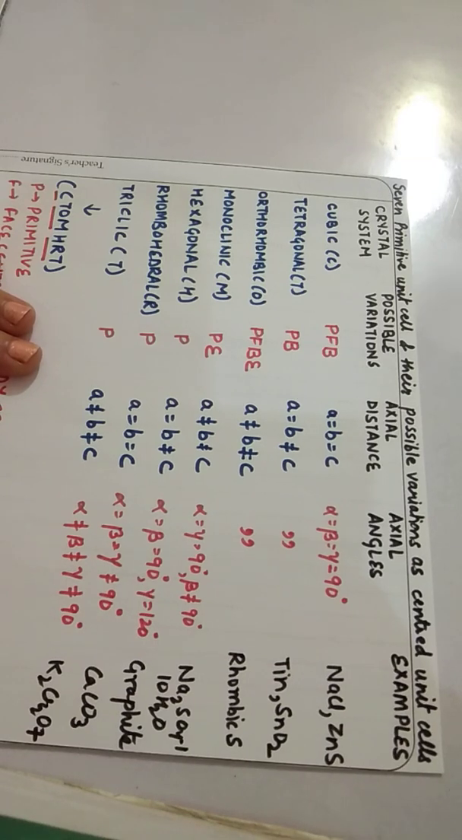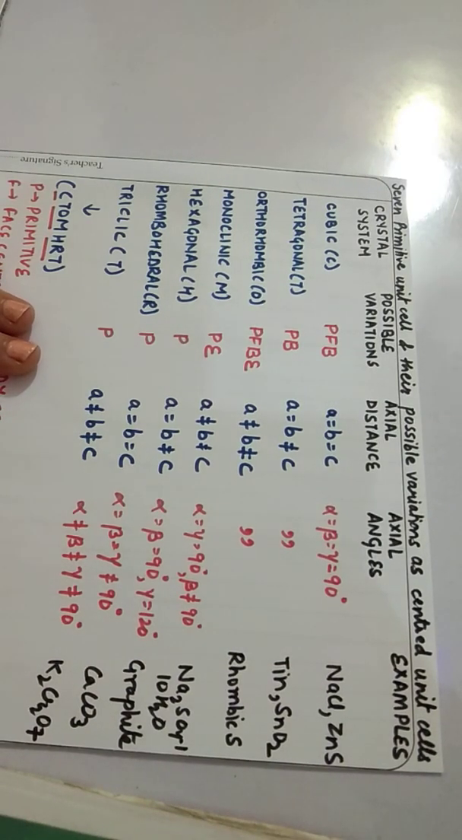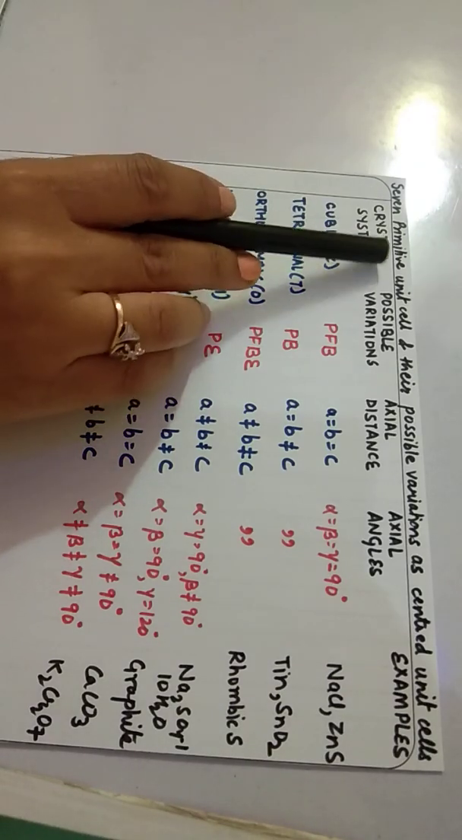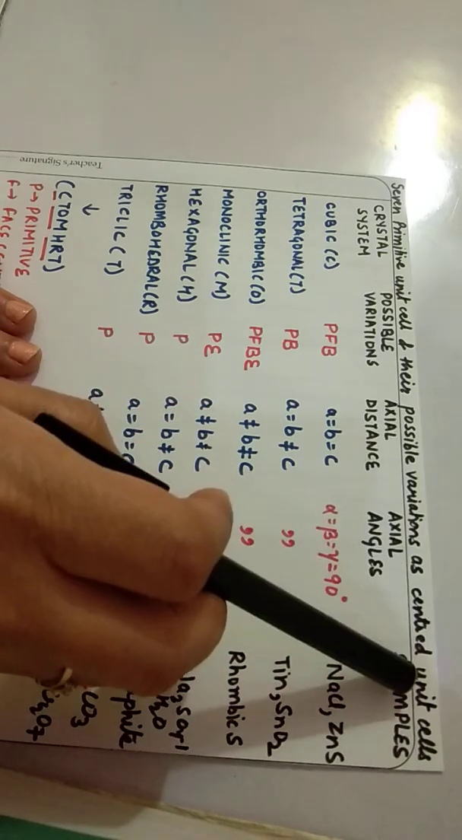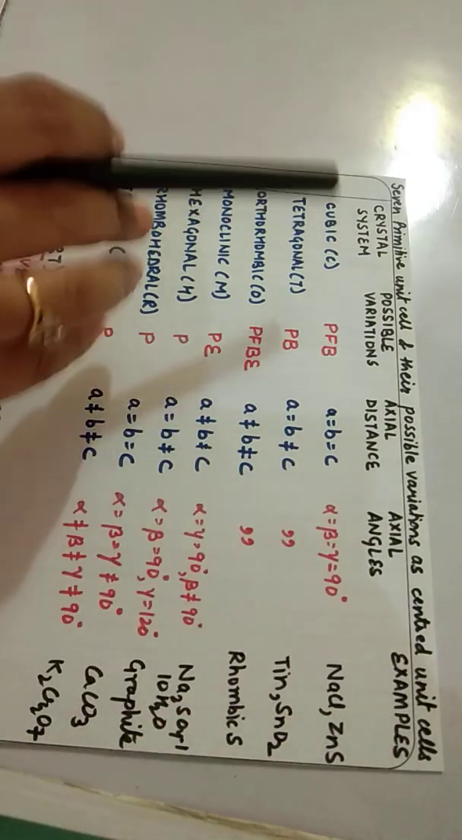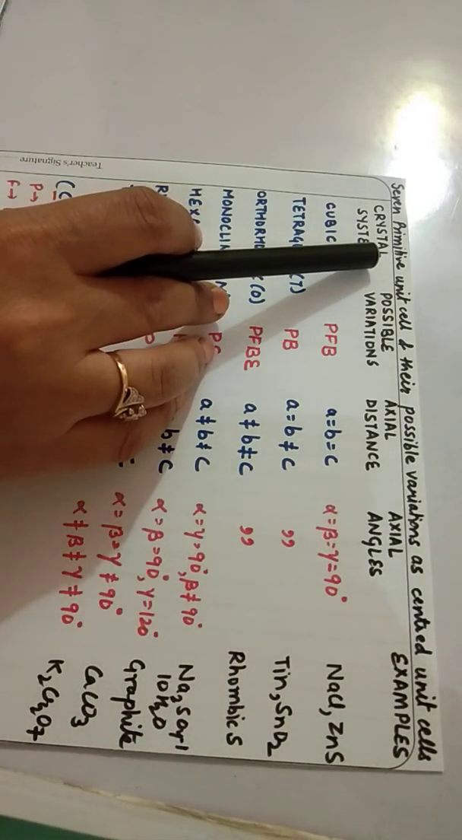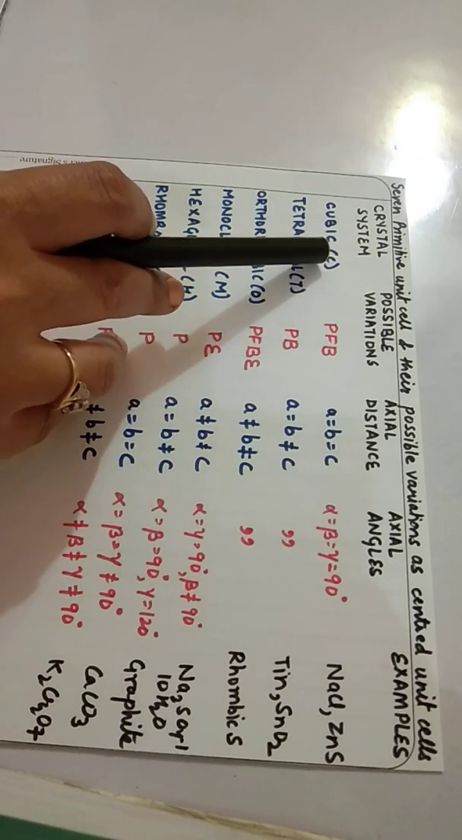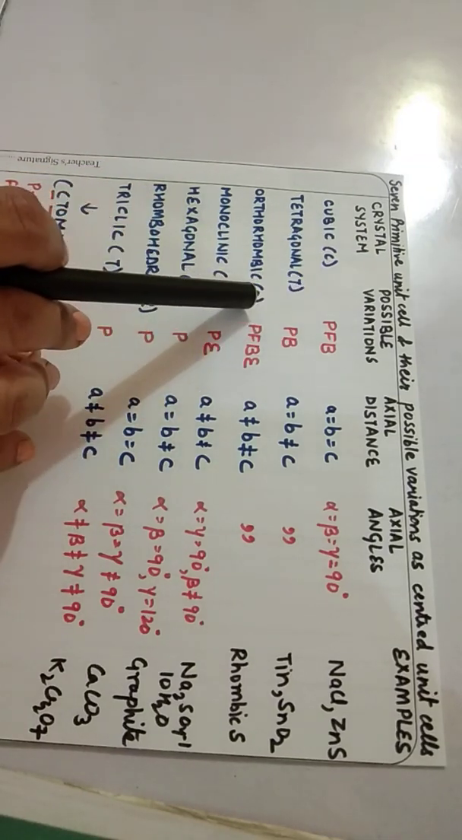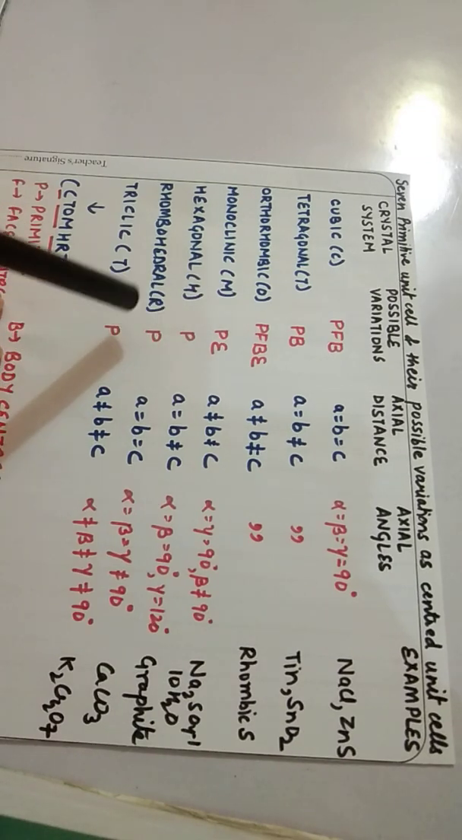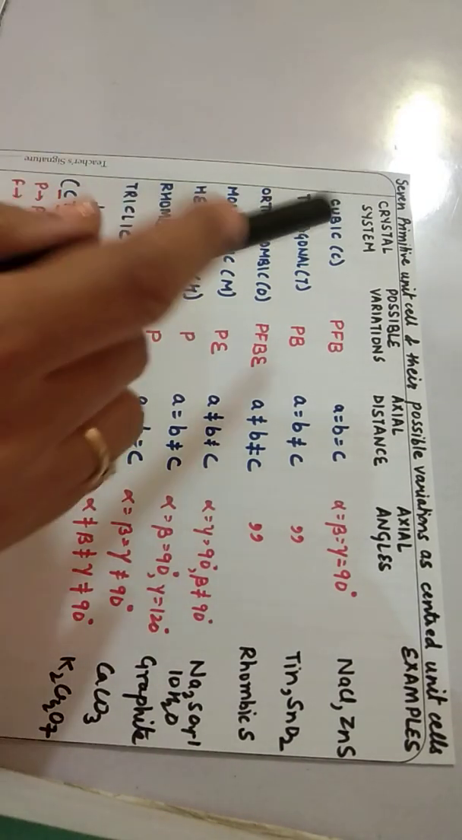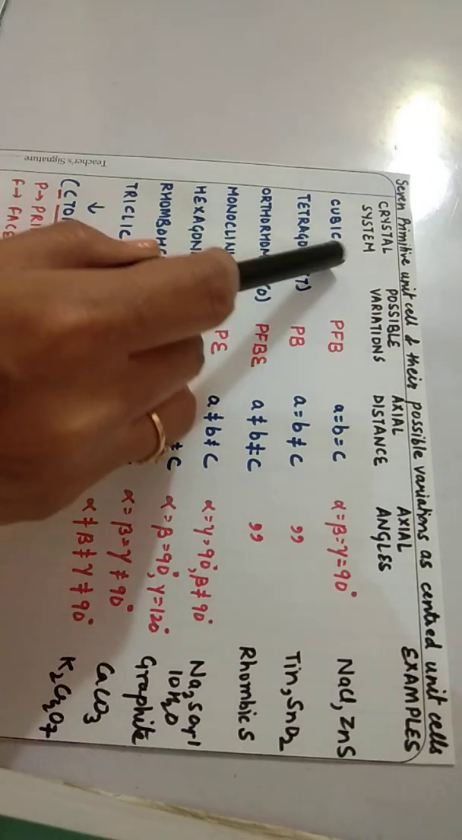As we have done with the types of unit cell, today the topic we'll be covering is 7 primitive unit cell and their possible variations as centered unit cells. So we have already done 7 primitive unit cells. They are cubic, tetragonal, orthorhombic, monoclinic, hexagonal, rhombohedral and triclinic. So I made a technique for this.